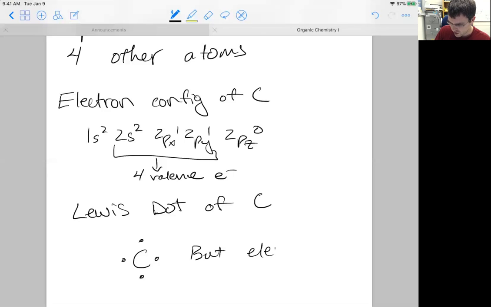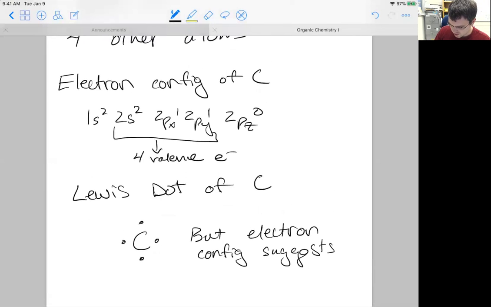But the electron configuration suggests something else. It suggests that 2 of the electrons are paired up in the 2s2, in the 2s orbital. So we have 2s2, right? And then we have 2px1 and 2py1. So my point is we have 2 electrons by themselves, ready to bond, and we have 2 electrons paired up, and then the 2pz orbital doesn't have anything. It can't offer anything towards the covalent bond.